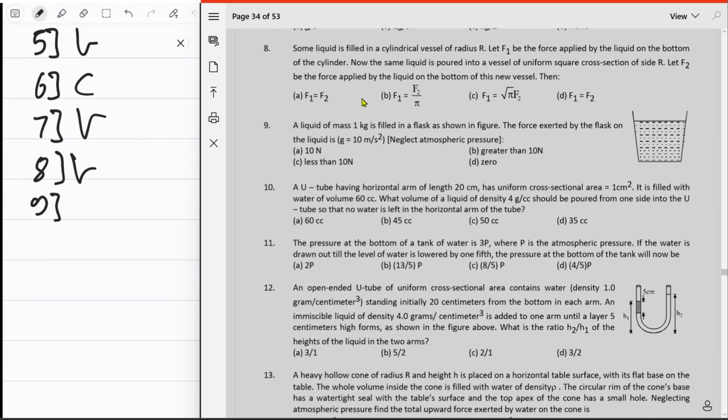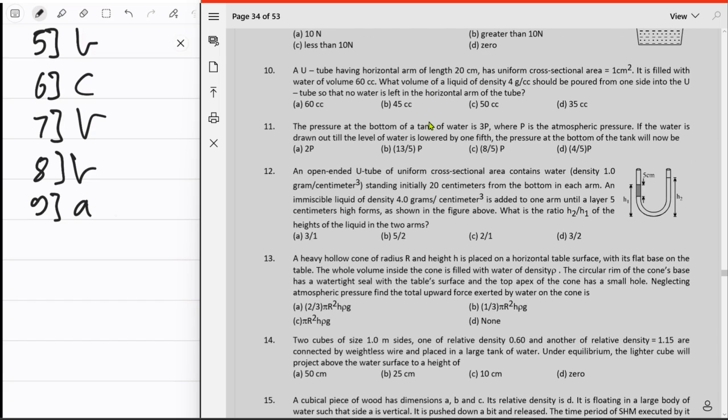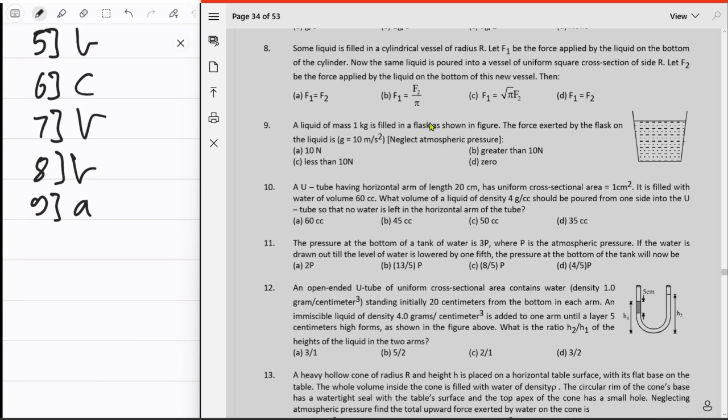Ninth is a liquid of mass 1 kg filled in a tank as shown in the figure. The force exerted by the flask on the liquid is how much? By the flask on the liquid, of course it's just equal to the weight. What else would it be? The complete flask, not just a part of it. So it's exactly equal to 10 newtons. So yes, there we go. Next question. Wait, the atmospheric pressure. Okay, the atmospheric pressure is also there because, oh, okay, neglect. You should have told me. Then it's just 10 newtons. Seriously though, can you really just neglect the atmospheric pressure? In most scenarios you will have to take that into account, right?